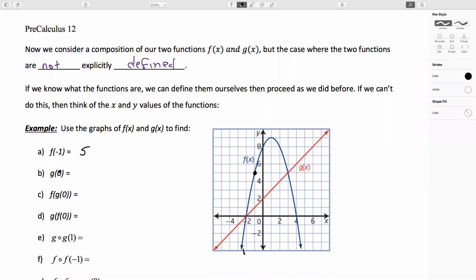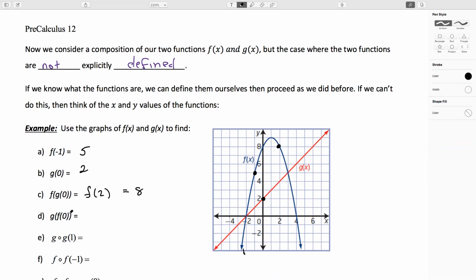g of 0. Similarly, go to 0, go up to g of x, and figure out the y value. g of 0 is 2. Okay, so now we're going to use the fact that g of 0 is 2 to figure out what f of g of 0 is. In essence, because g of 0 is 2, this is like f of 2. We can now go to 2, trace it up to f, and we have a y value of 8.